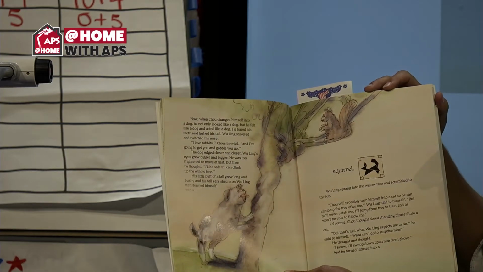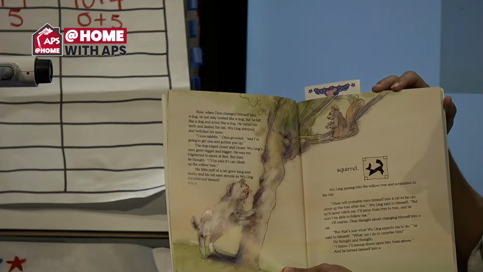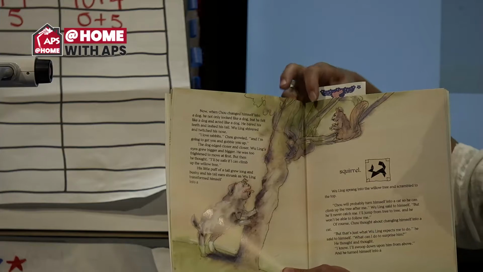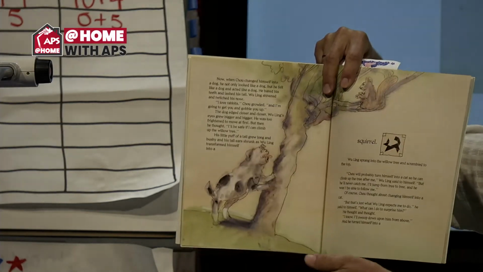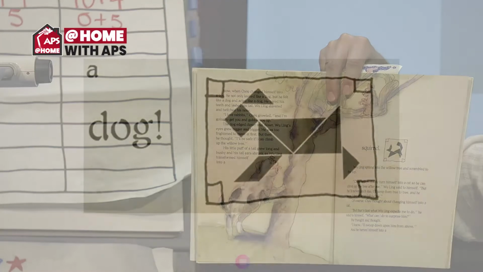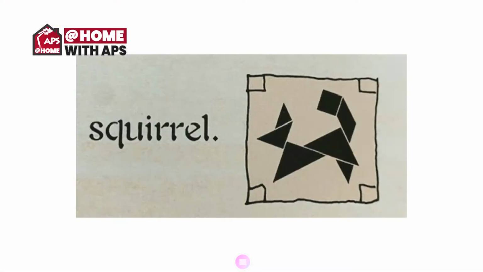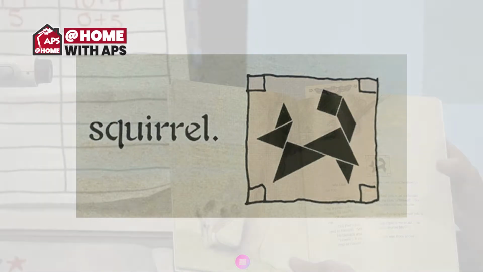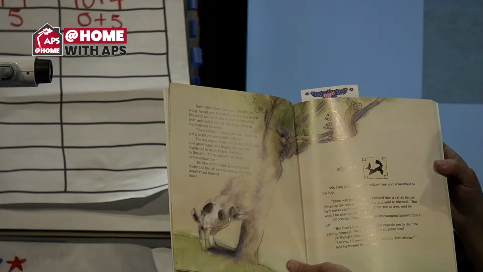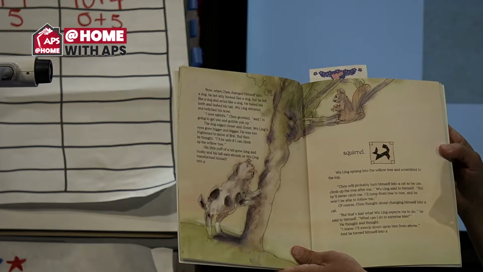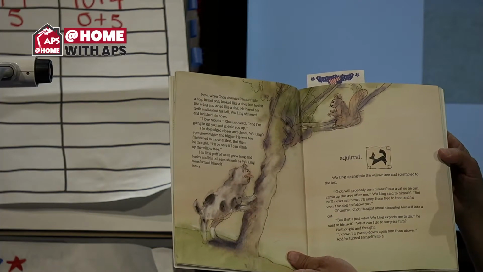But then he thought, "I'll be safe if I can climb up the willow tree." His little puff of a tail grew long and bushy, and his tall ears shrunk as Wu Ling turned into a, what do you think? What has a bushy tail and can crawl up a tree? That's right, a squirrel. Wu Ling sprang into the willow tree and scrambled to the top. "Chow will probably turn himself into a cat so he can climb up the tree after me," Wu Ling said to himself. "But he'll never catch me. I'll jump from tree to tree and he won't be able to follow."